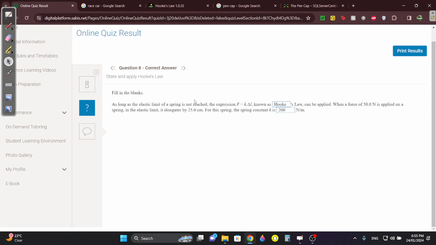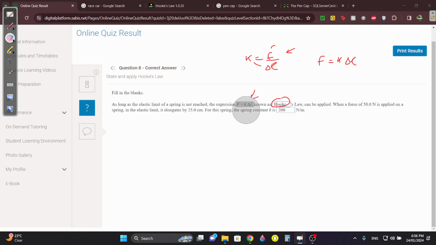Question 8. Apply Hooke's law. F equals K delta L is the same as what I told you. Remember, K equals F over delta L. So I said K equals F over delta L. It's the same as saying, if you cross multiply, F equals K delta L. Okay, so this is the same thing. It's known as Hooke's law, Hooke with an E, yeah.